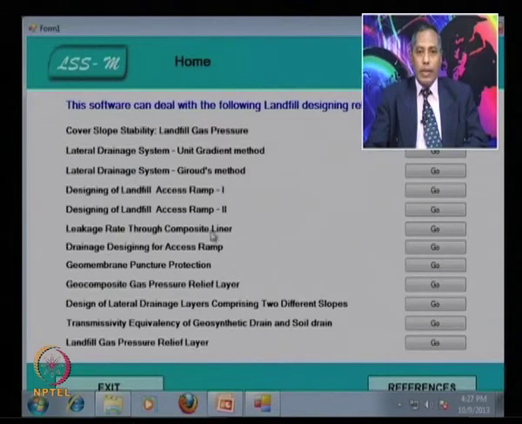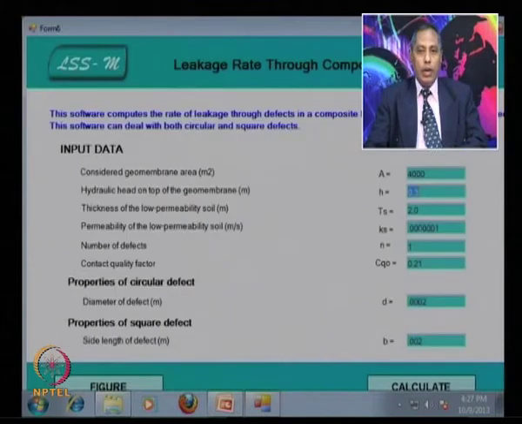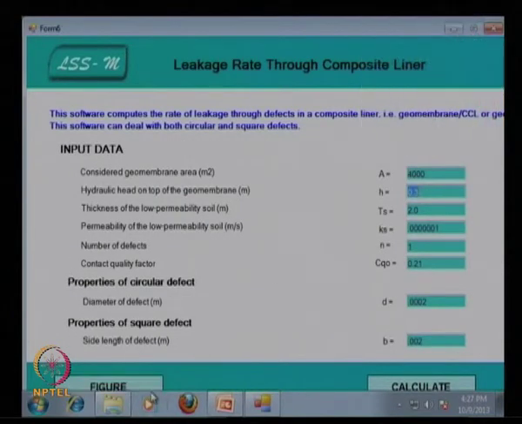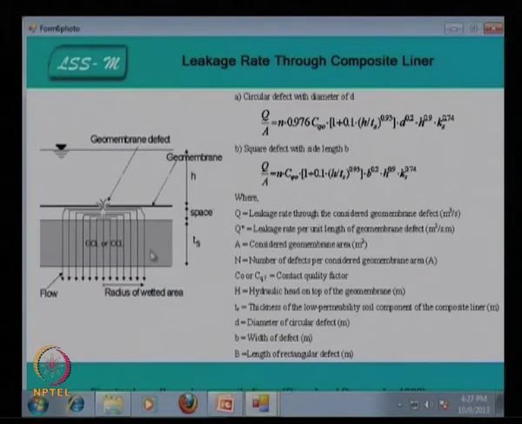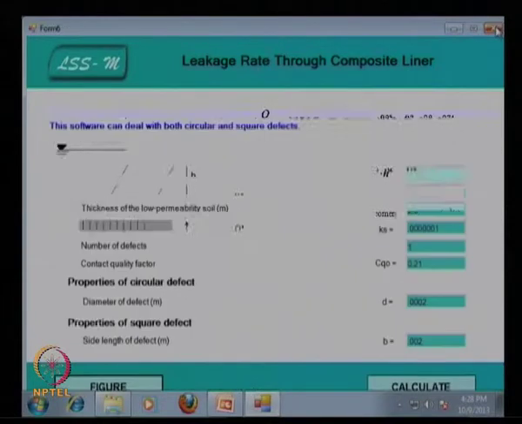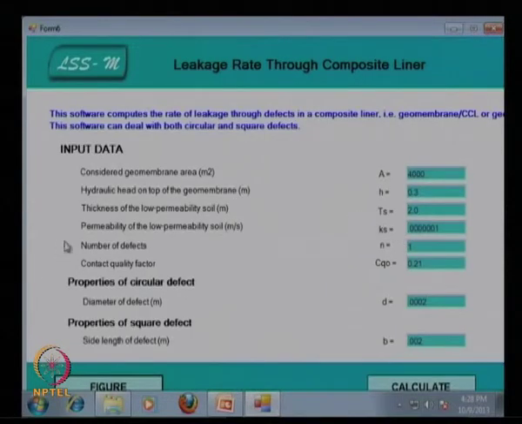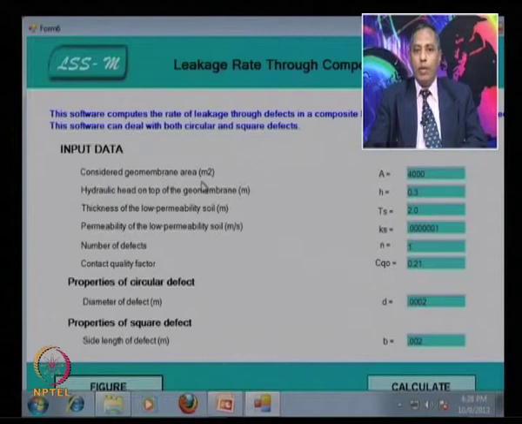So leakage rate through the composite liner. So this is, there is a leakage, this is the geomembrane material, and then how you can see how leakage occurs. So leakage rate through the geocomposite liner. So we have used this equation, and then we consider the geomembrane area, that is A is equal to 4000 meter square.